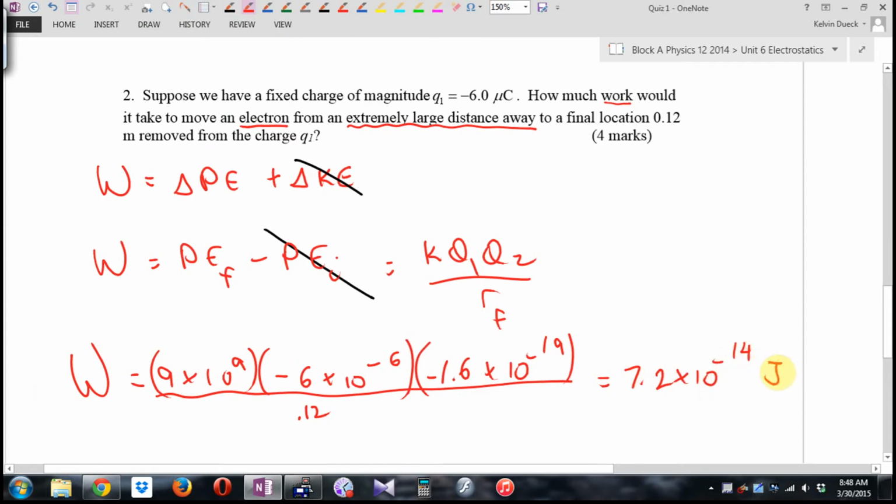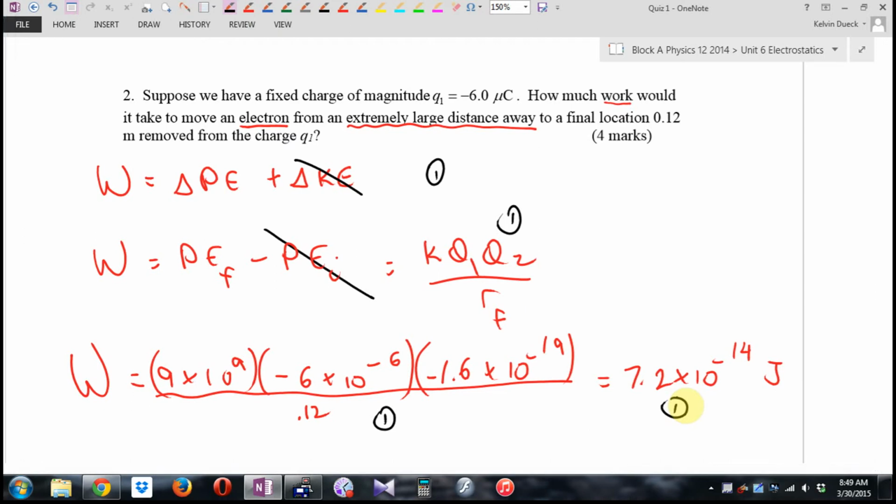You get a positive or a negative answer. You get a positive answer. You know what? For part marks, I'd probably go something like this. 1 mark if I saw that line. 1 mark if I saw KQ1Q2 over R final. 1 mark for the numbers and 1 mark for the answer. The fact that it's positive, here's what it's saying.